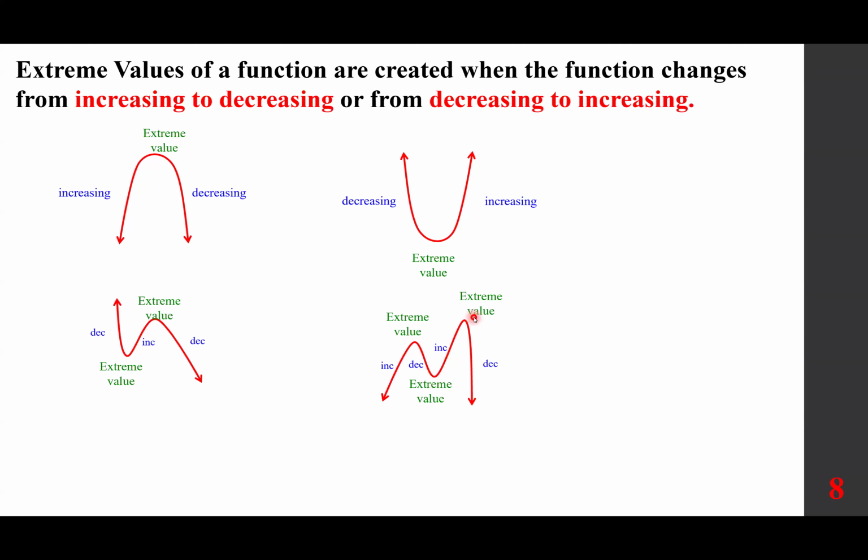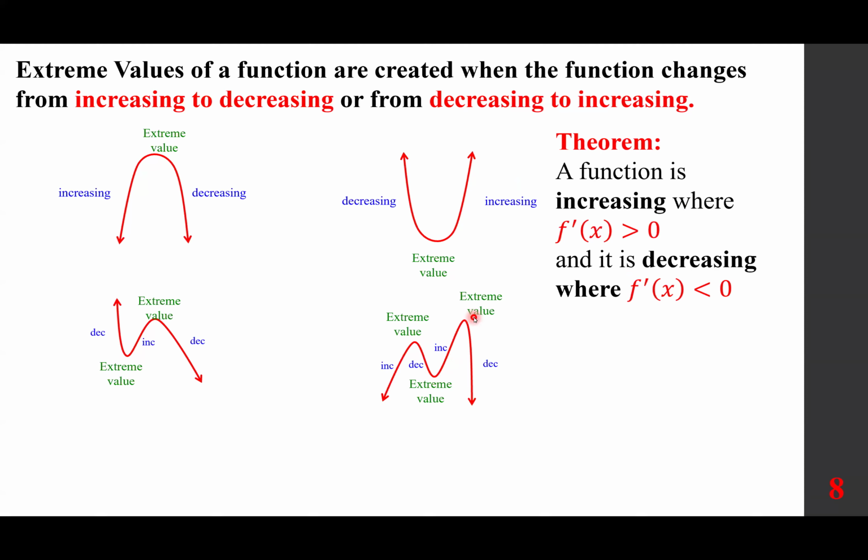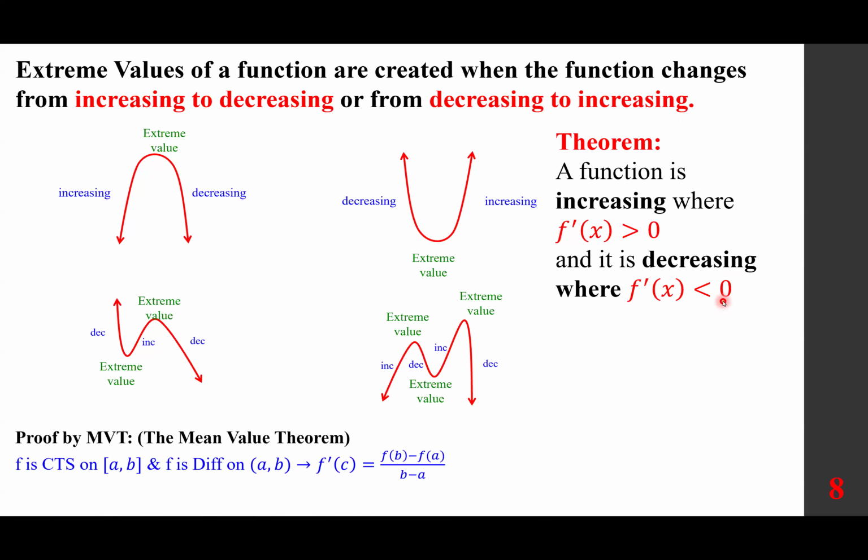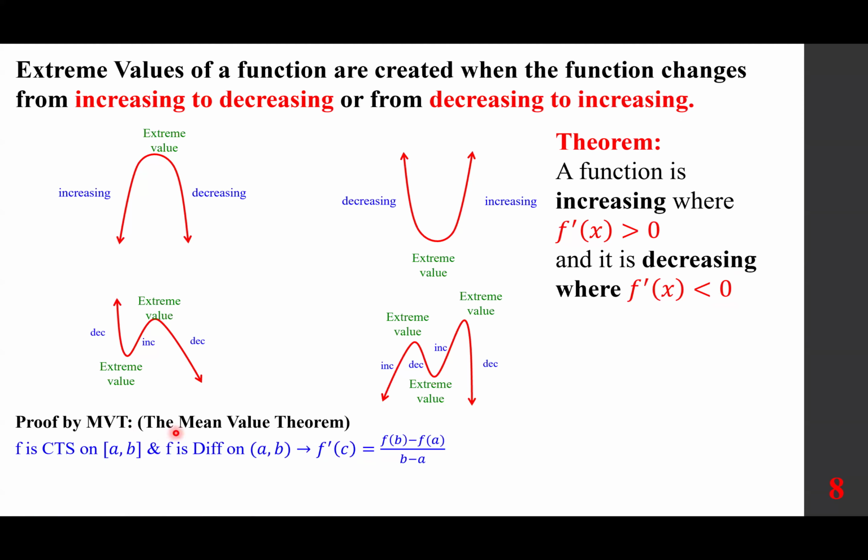This is local max, local min, local max. Therefore, we're going to say a function is increasing where f prime is positive and decreasing where f prime is negative. Now, this can be proved using MVT, the mean value theorem. You're not responsible for that.